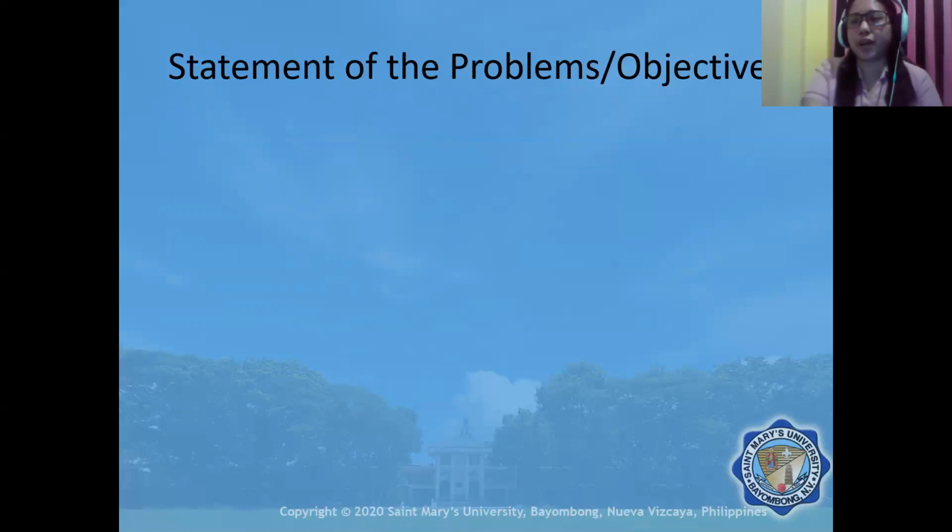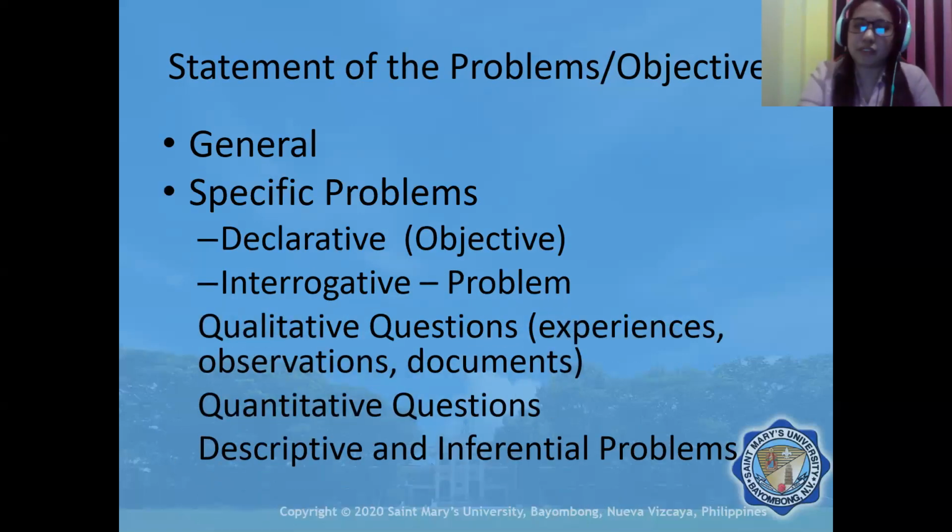And of course, after explaining that, you will now come up with your statement of the problems or objectives. So you will state your general problem and then your specific problems. Usually, in using either statement of the problems or statement of the objectives, we use a statement of the objectives if it is in the form of a declarative, while if it is in the form of interrogative, we say that it is a statement of the problems. However, I am not telling you that it is wrong to say that the problems are also objectives, because of course this only has something to do with consistency of how we write the problems.